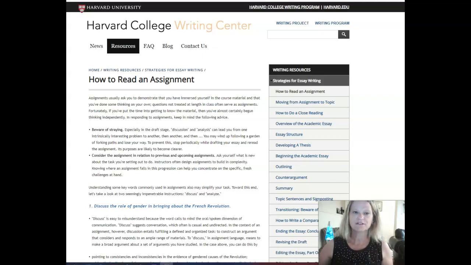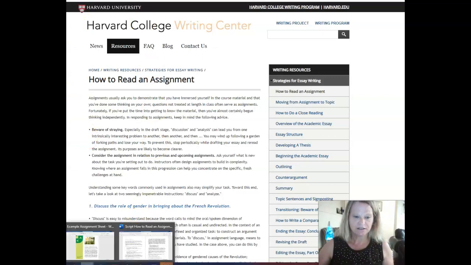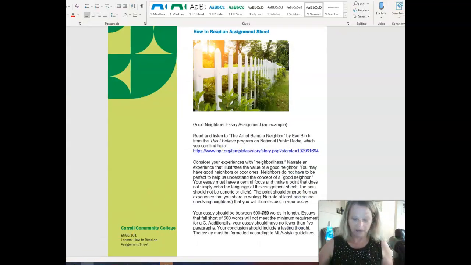Alright, so we're going to start by reading an assignment sheet that I have and finding out what it is that we have to do first. The assignment sheet, called the Good Neighbors Essay Assignment, asks us to read and listen to The Art of Being a Neighbor by Eve Birch. That is on the This I Believe website at NPR and is linked on the assignment sheet.